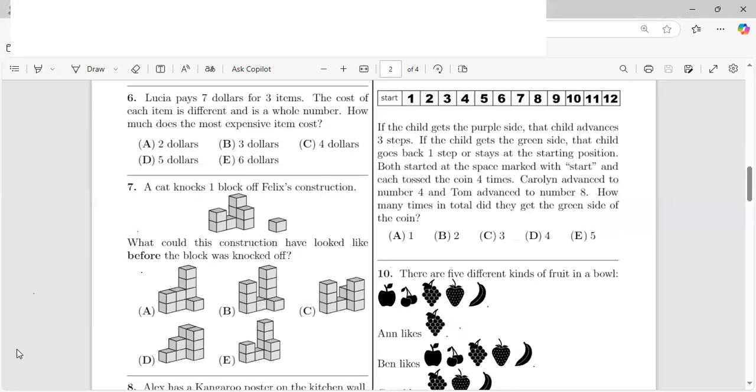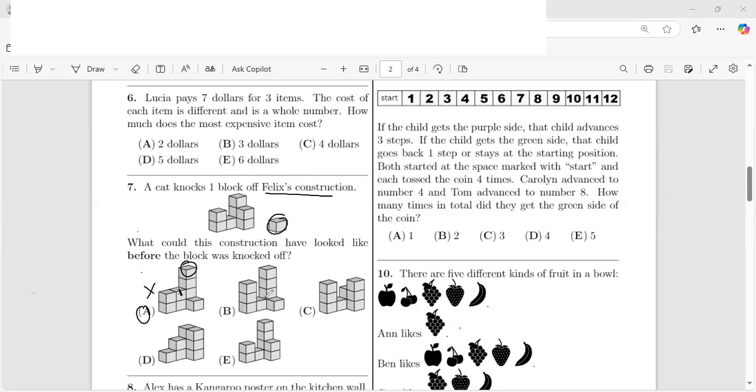Question 7. A cat knocks one block off Felix's construction. What could this construction have looked like before the block was knocked off? So this block has been knocked off. So what would the construction look like? We just need to see. In this case, if you see A, this one is missing, and this is 3 and this one is missing. So there's only one that has been knocked off. Here there are 2. So A is not my answer.